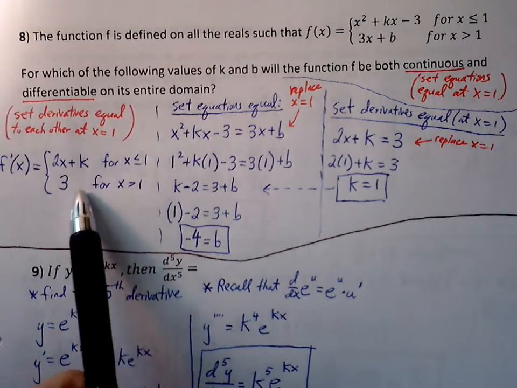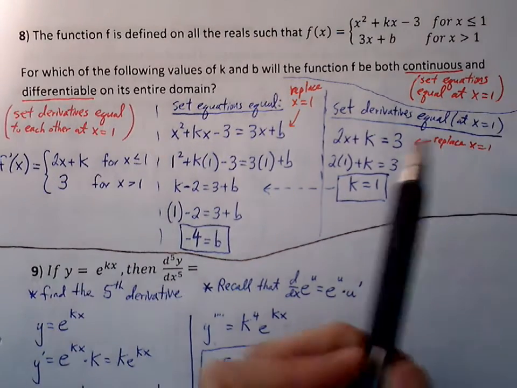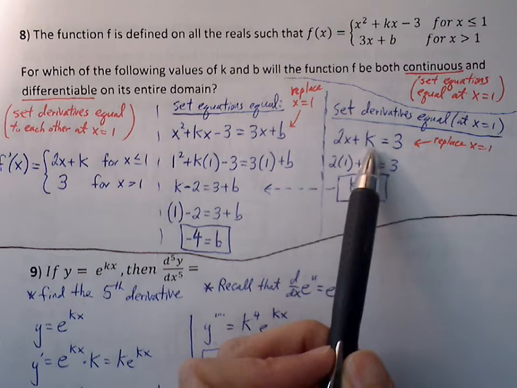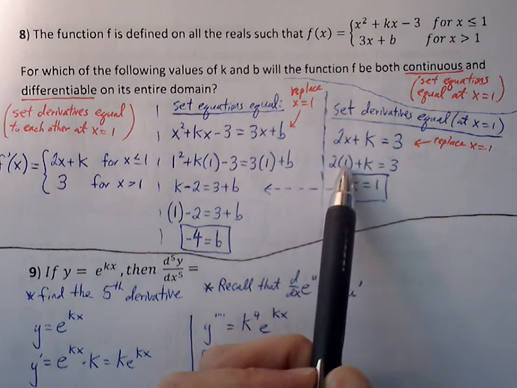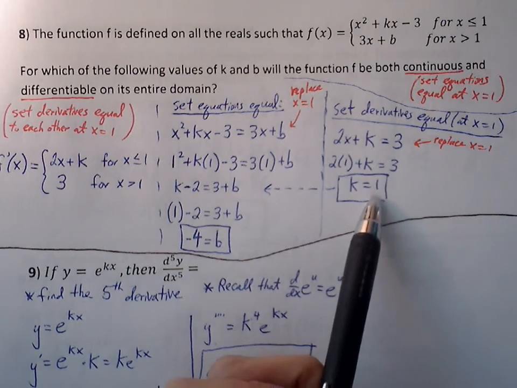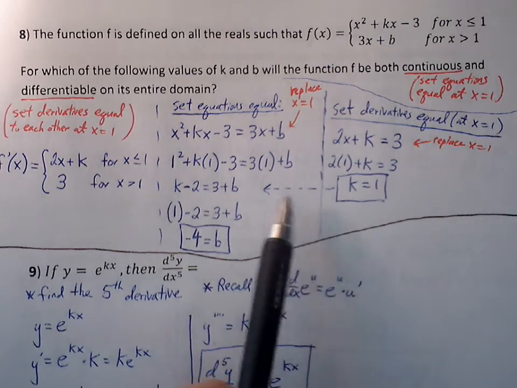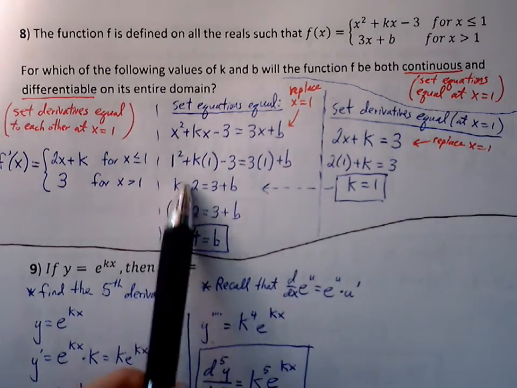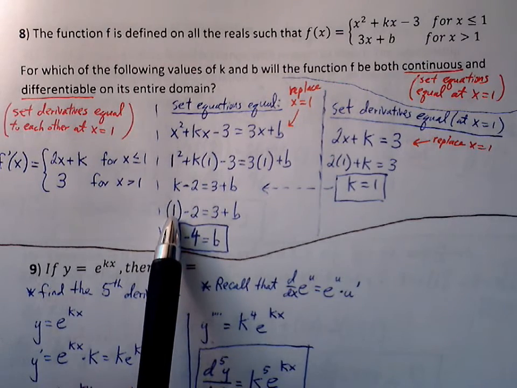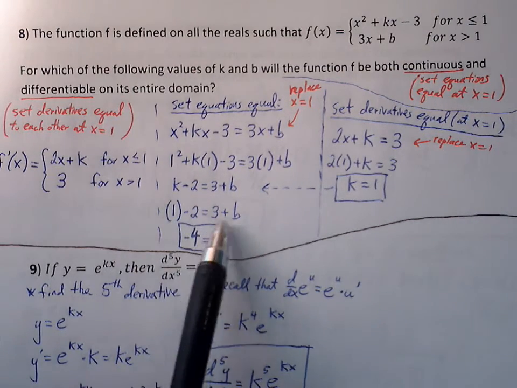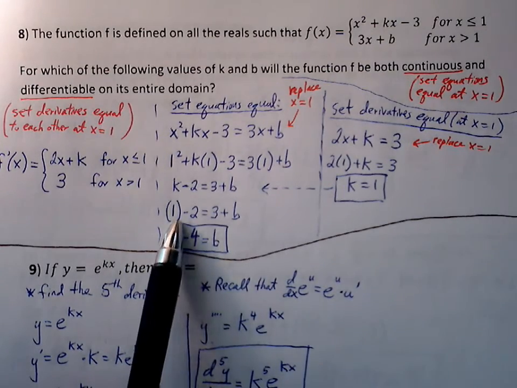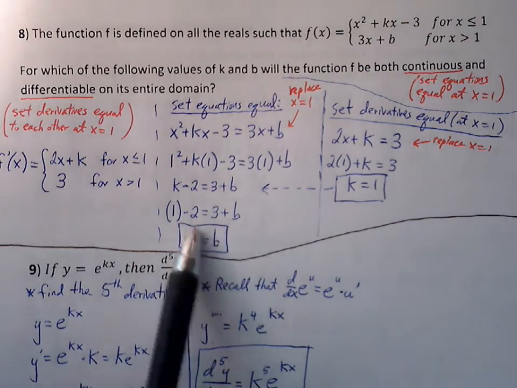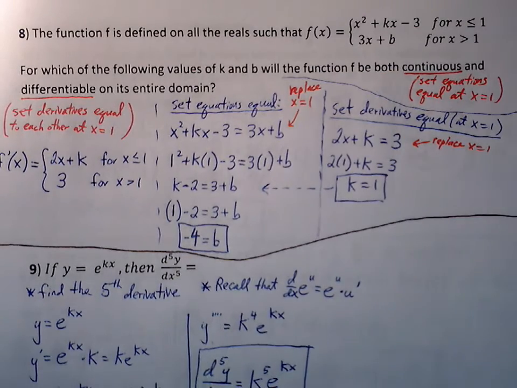We'll set the derivatives of each function equal to each other. So 2x plus k is equal to 3. Replace x with 1, so 2 times 1 plus k equals 3. K equals 1. Now let's replace k with 1, and that will give us the ability to solve for b. So 1 minus 2 is negative 1, minus 3 is negative 4, so b equals negative 4.